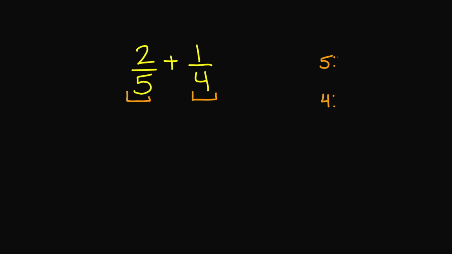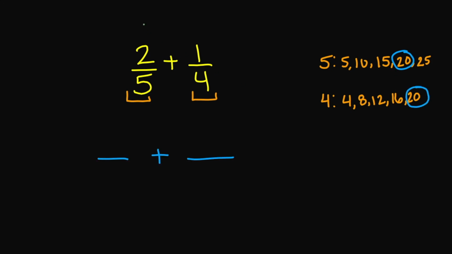So let's get all the multiples of 5. So we have 5, 10, 15, 20, 25. Let's just stop here for now. And for my 4s, we have 4 times 1 is 4, 4 times 2 is 8, 4 times 3 is 12, 4 times 4 is 16, 4 times 5 is 20. The common multiple between 5 and 4 is 20. I have a 20 here for the 5, and I also have a 20 here for my 4.